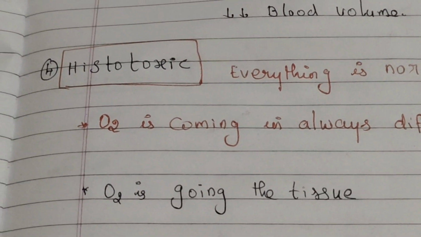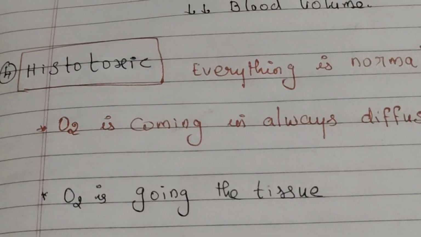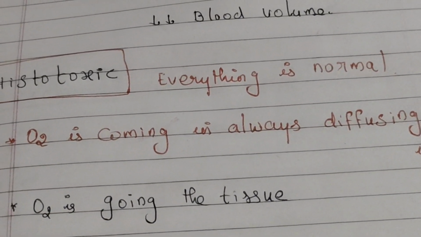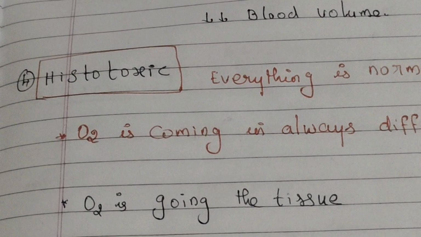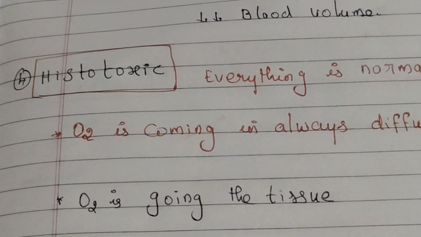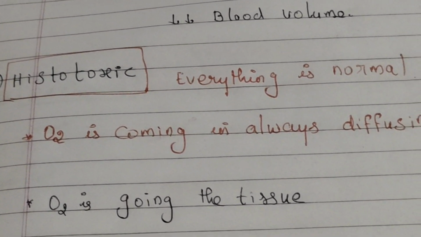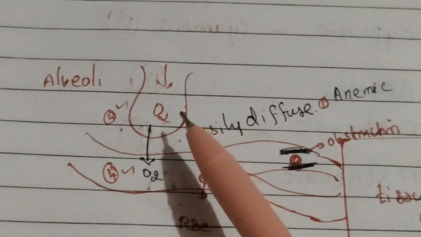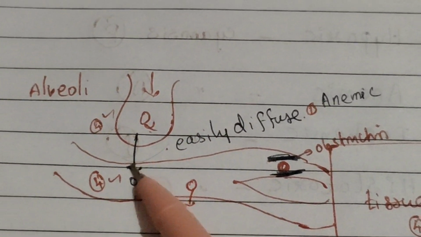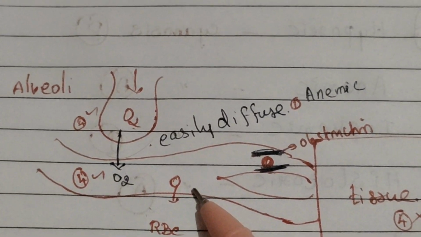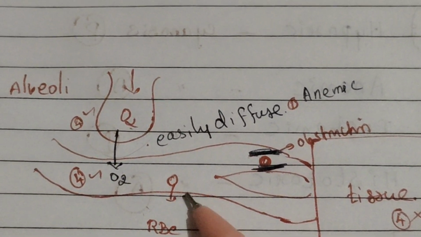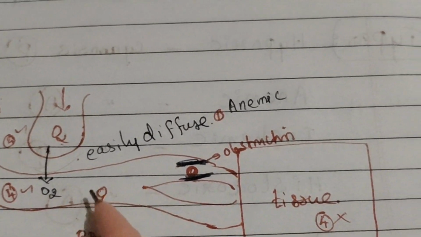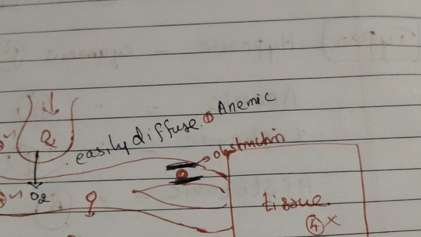Last one is histotoxic hypoxia condition. Here everything is normal. Oxygen is coming in, always diffusing, RBC is normal. So in the fourth condition, everything is normal. Oxygen is going into the tissue.